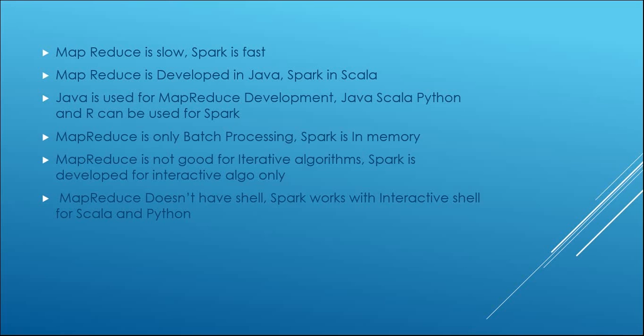Whereas Spark is majorly developed for iterative algorithms, and because it is in-memory processing, that actually makes sense to process your data in memory. MapReduce doesn't have a shell to work with, whereas Spark provides an interactive shell with Scala and Python. So these are some of the primary differences between the two promising processing engines that we have for Hadoop. Thank you.